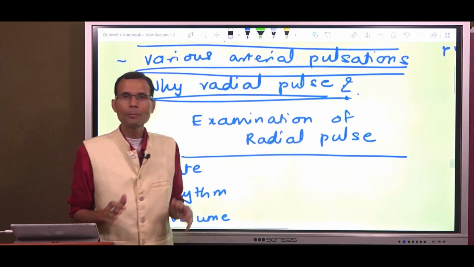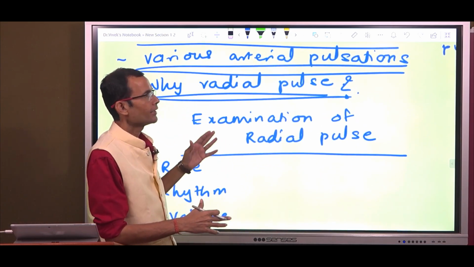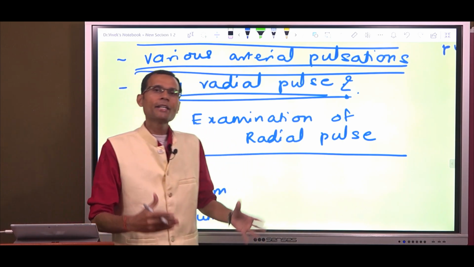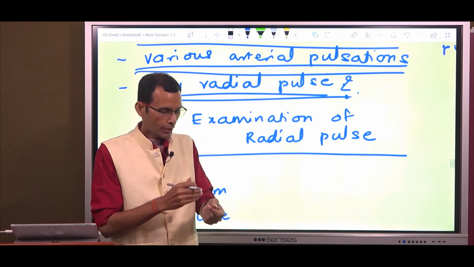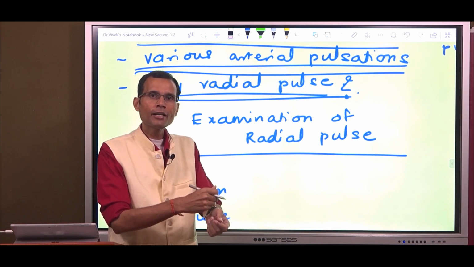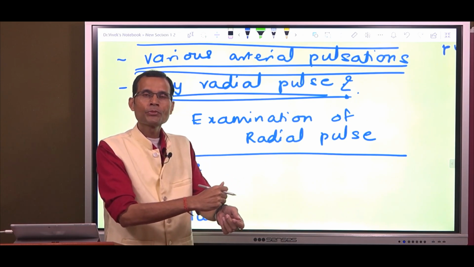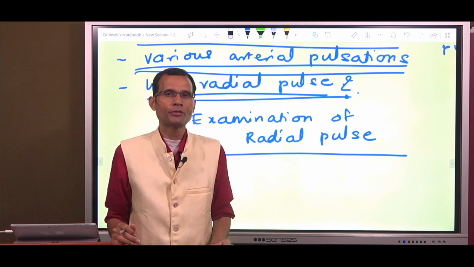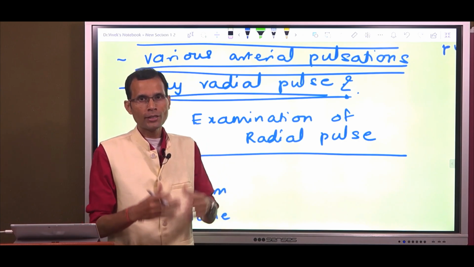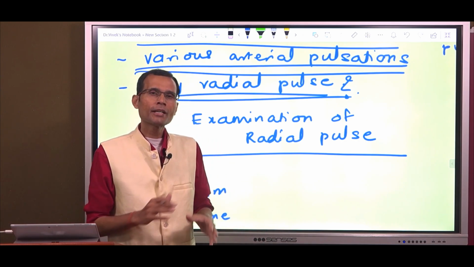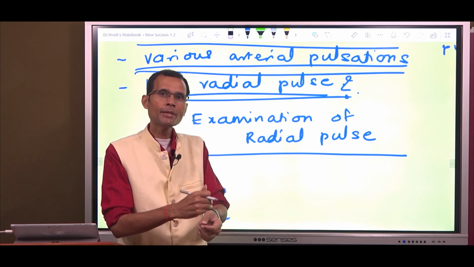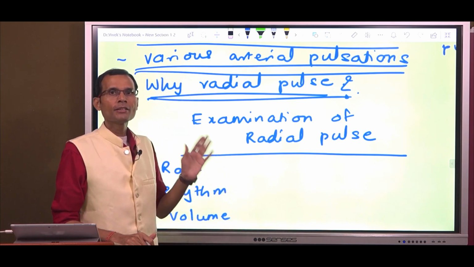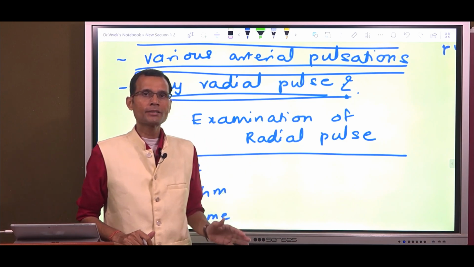Now we are talking about the practical for today, and that's radial pulse examination at the wrist. Why radial pulse? It's simple. The radial artery can be easily felt against the bone, the radial bone, and therefore the pulsation. The radial artery is relatively superficial, slightly superficial. Although I said arteries are deeper structures, the radial artery is relatively superficial and it can be easily felt against the bone, and therefore it's very easy, convenient. So we select the radial pulse at the wrist.